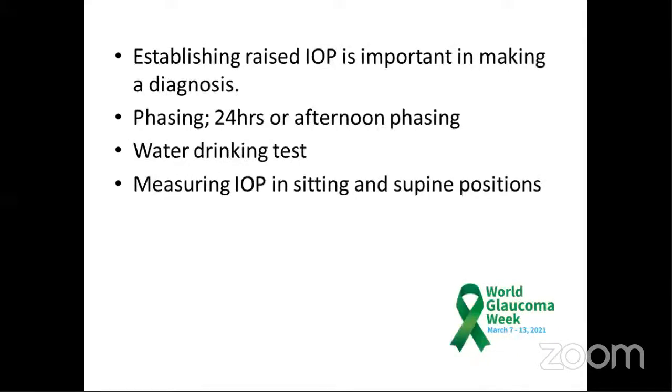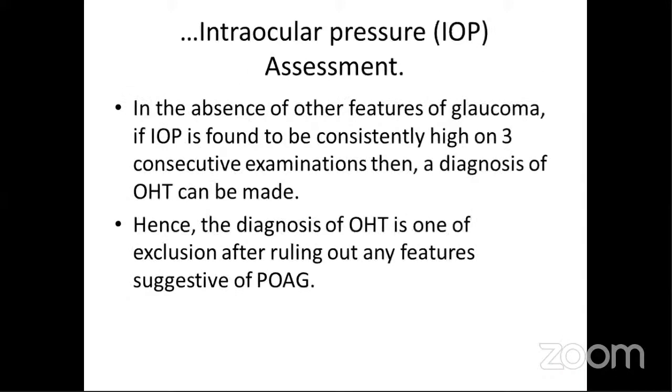It is very important to establish the intraocular pressure, and we will hear how to assess target pressure from the next presenter. So you need to phase your patient, which could be 24-hour phasing or afternoon phasing. You also need to do the water drinking test, because in my years of experience, I have actually diagnosed patients from this water drinking test. Then measure IOP in sitting and also supine position, because we are trying as much as possible to establish a certain amount of pressure in these individuals.